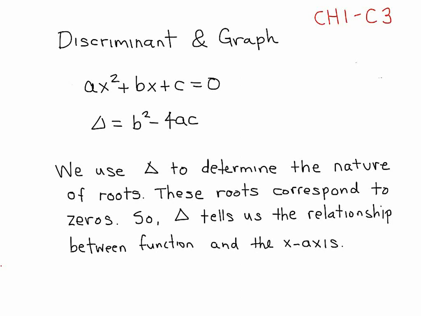In this video, we will be talking about the discriminant and its graph. Given a quadratic equation, ax squared plus bx plus c is equal to 0, we know that the discriminant delta is equal to b squared minus 4ac. We use the discriminant to determine the nature of the roots.